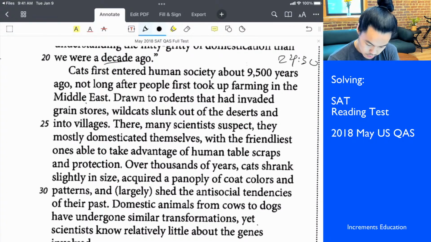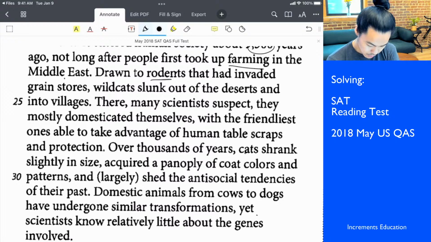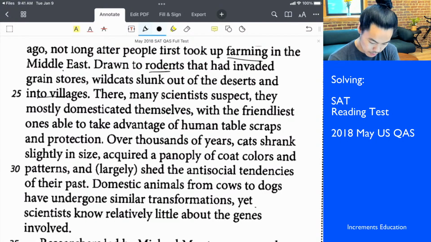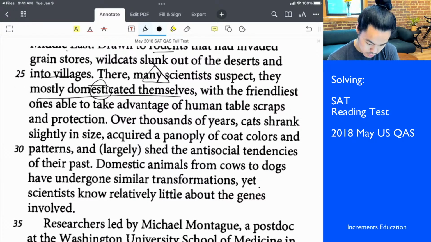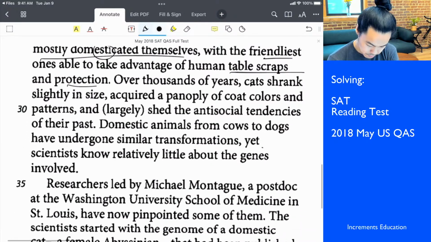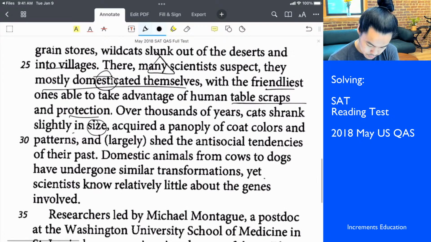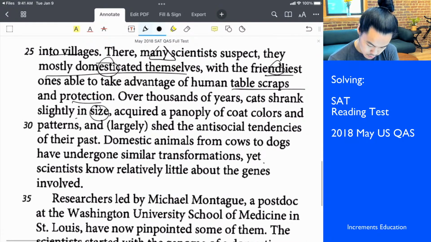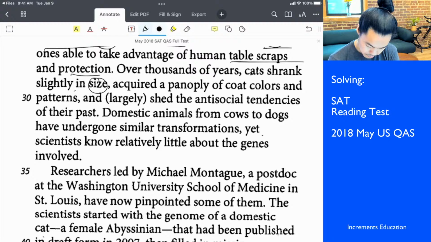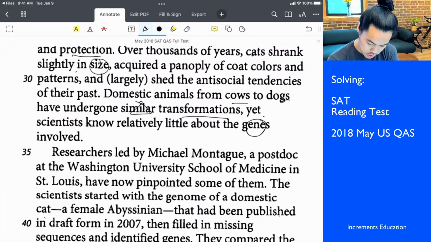About 9,500 years ago, not long after they took up farming, they came for the rodents and came into the villages. Many scientists suspect the friendliest ones were able to take advantage of human table scraps. Okay, because the more domesticated you are, the more friendly you become, and you can get table scraps and protection. And they shrank in size, so they became friendlier, they became smaller, and similar transformations have happened with cows and dogs, but we don't know about the genes. Okay, cool.